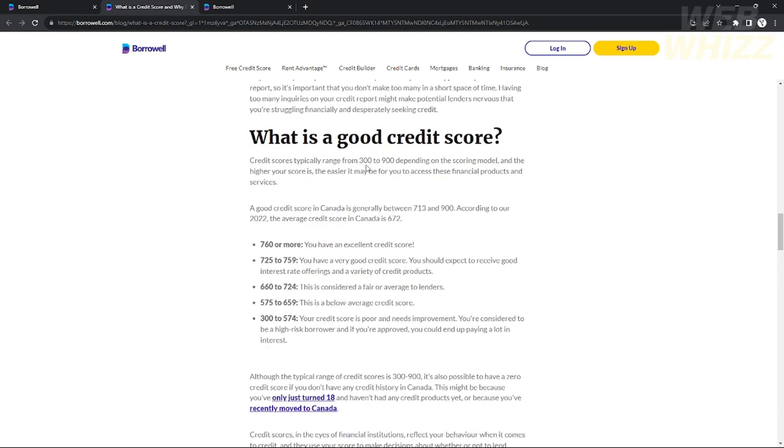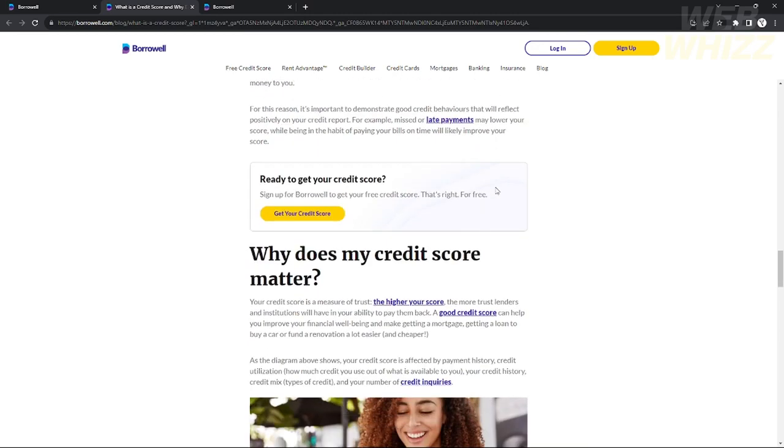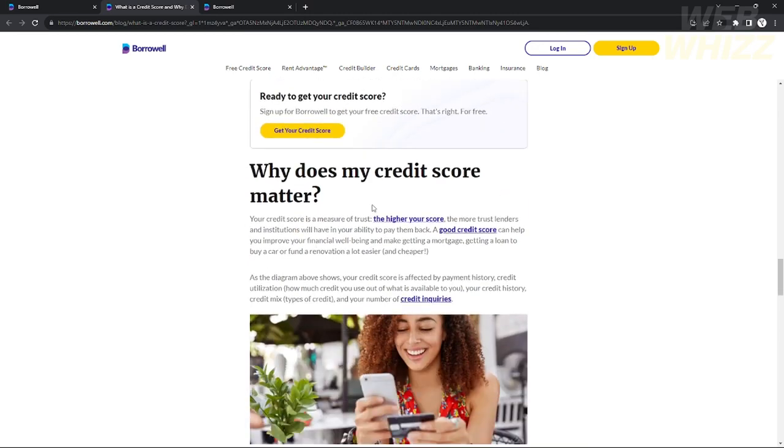So what is a good credit score? Credit scores typically range from 300 to 900 depending on the scoring model. So the higher your score is, the easier it may be for you to access these financial products and services provided by your trusted lenders. So why does my credit score matter?